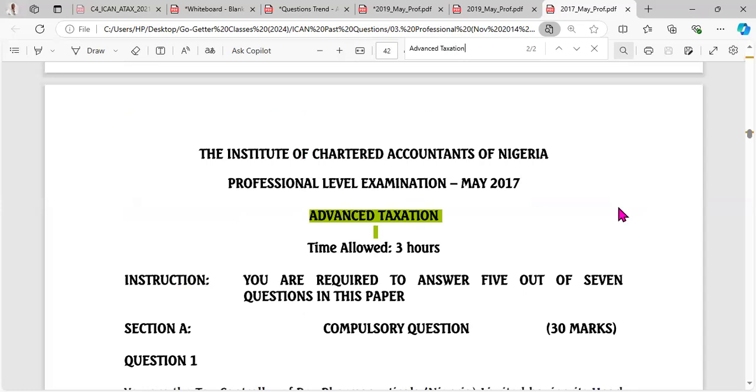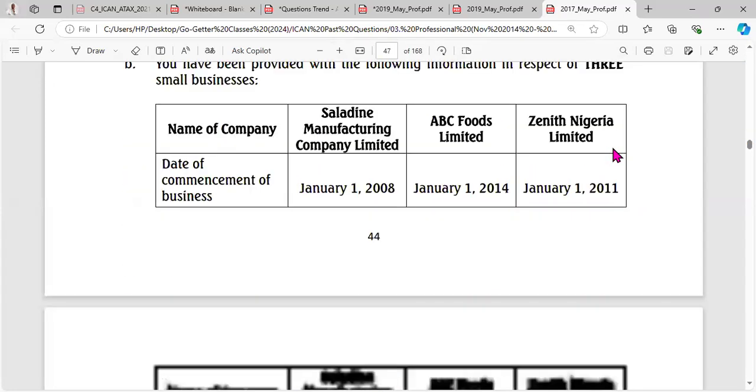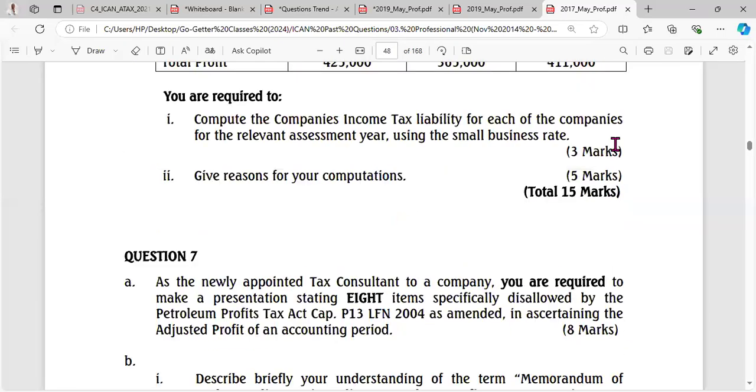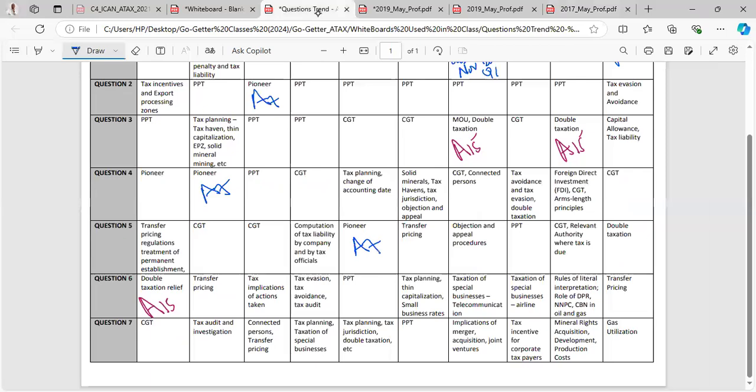May 2017, question number 7. Let's see how easy it is to be done with this time. Okay, so this is not a calculation. It is assumed that this has been done. Let's assume it has been done.